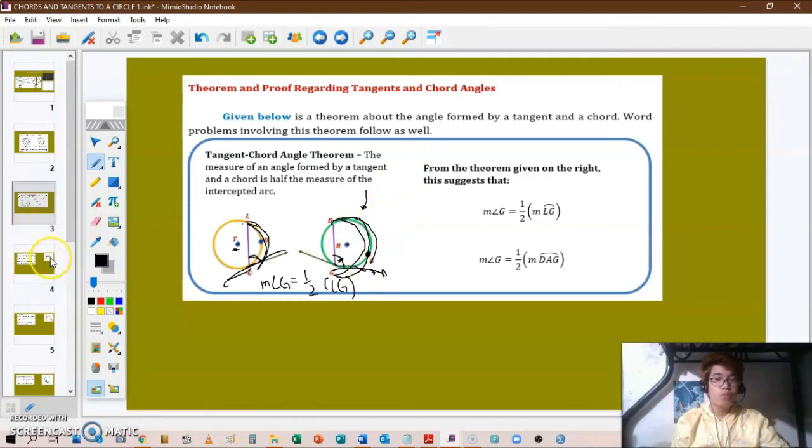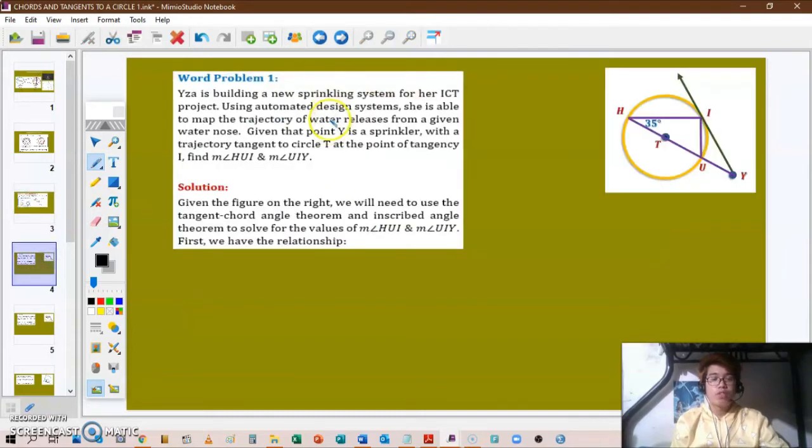Let's try to solve some problems involving these two types of circles. For the first one, Isa is building a new sprinkler system for her ICT project. Using automated design systems, she is able to map the trajectory of water released from a given nozzle. Given that point Y is a sprinkler with a trajectory tangent to circle T at the point of tangency I, find the measurement of angle HUI and also the measurement of angle UIY.